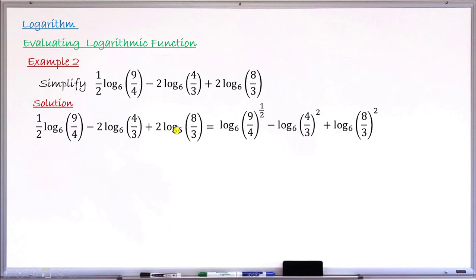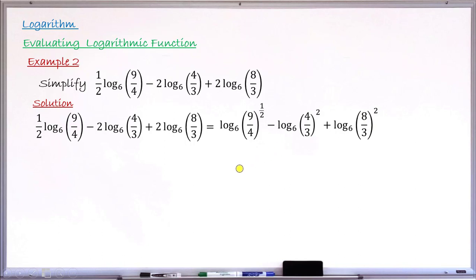Then the last one, that is 2 log to base 6. This 2 also becomes a power of that 8 over 3. This is what I just did here. I applied the second property of logarithm. So what I'm going to do next is to find what is 9 over 4 raised to the power of 1 over 2, 4 over 3 raised to the power of 2, and 8 over 3 raised to the power of 2.